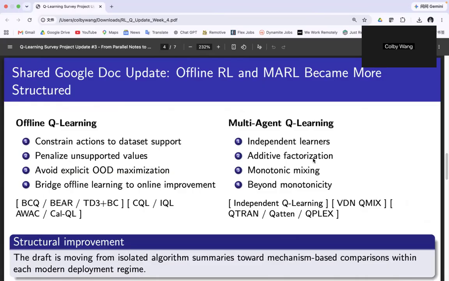For multi-agent Q-learning, the story now goes beyond simply VDN and QMIX. We begin with independent Q-learning, then additive decomposition through VDN, then monotonic mixing through QMIX, and then more expressive approaches such as QTRAN, Qatten, and QPLEX. This gives the section a real technical progression: how do we increase coordination expressiveness while still allowing decentralized greedy execution?